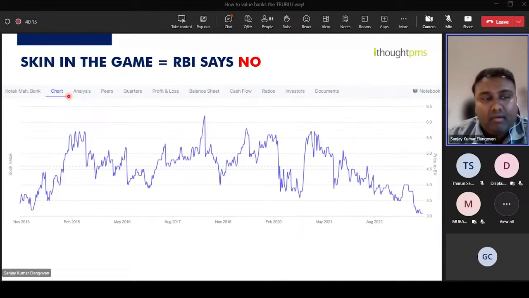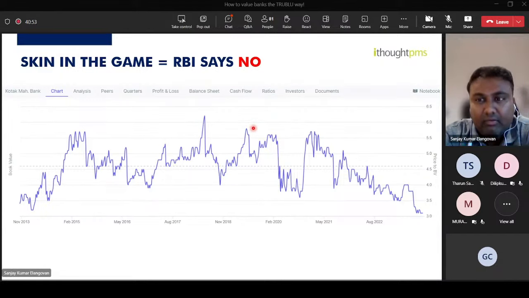Let's say skin in the game. This is the price to book chart of Kotak Bank. Between 2014 to 2021, Kotak Bank traded between a price to book range of 4 to 5.5x. It even did above 5.5x for some time. So the market was giving a premium to Kotak Bank, but RBI came out with a new regulation saying that they cap the age limit of the promoters. Like, let's say if you've been the promoter or the CEO for 10 years, you'll have to give way for someone else, right? So RBI wasn't comfortable with the same guy running the bank for a long time.